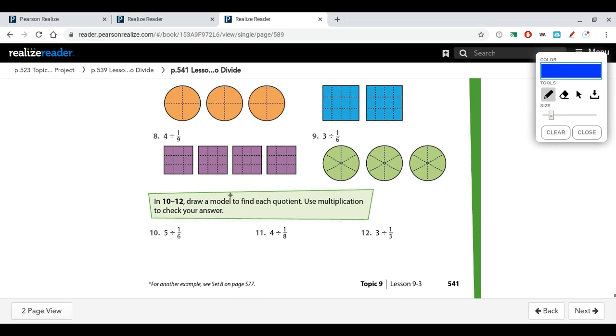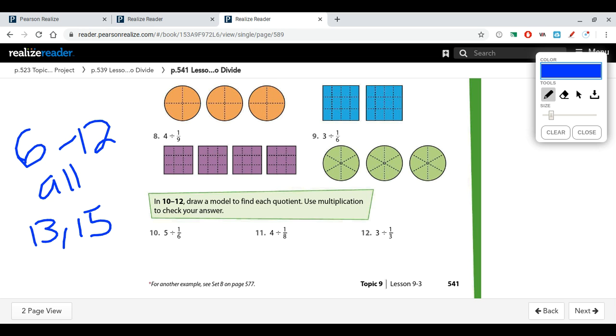On this side, you are going to go ahead and do 6 through 12, all. And then in your math practices and problem solving, I would like for you to do problem 13, problem 15, and problems 17 and 18. So those are the problems I'd like for you to do in your independent practice for today's lesson.